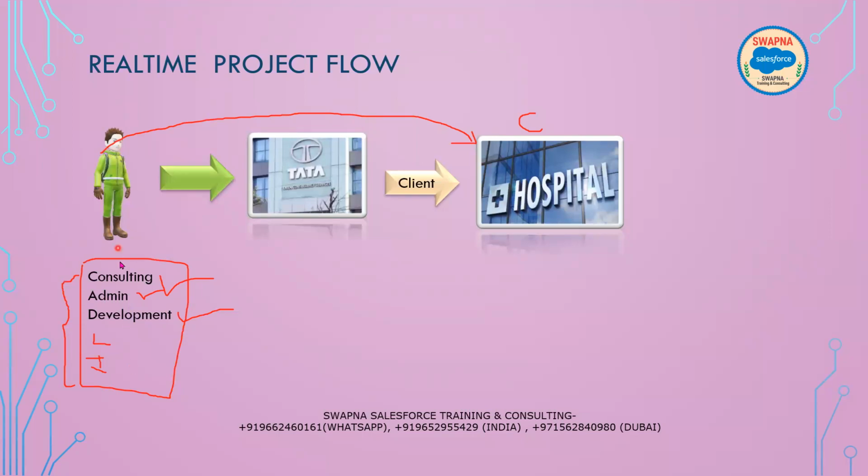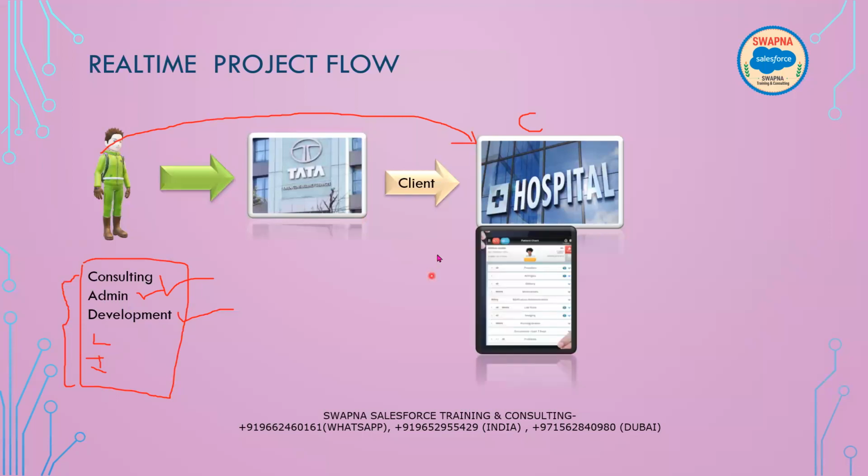Assume that you have implemented a project and you delivered the project to the client. So this is how a project looks like. At the end of the day, you will have different information, and based on the requirement, everything you have implemented.